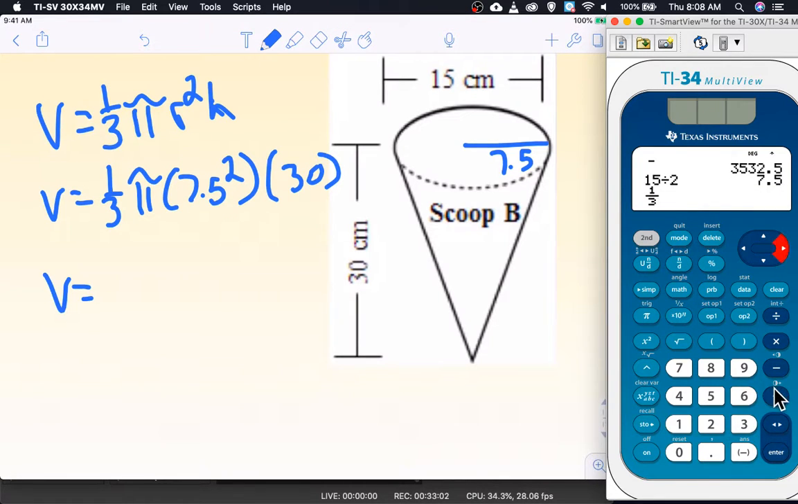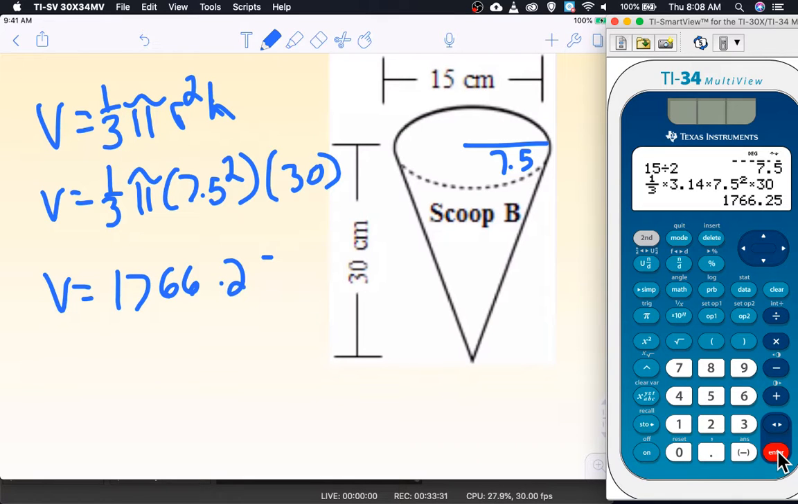1/3 times 3.14 times 7.5 squared times 30. I forgot to hit my times. It actually would have worked, but I like having that times in there. So double checking, 1/3 pi 7.5 squared times 30. All right, all looks good. We got 1,766.25 centimeters cubed.